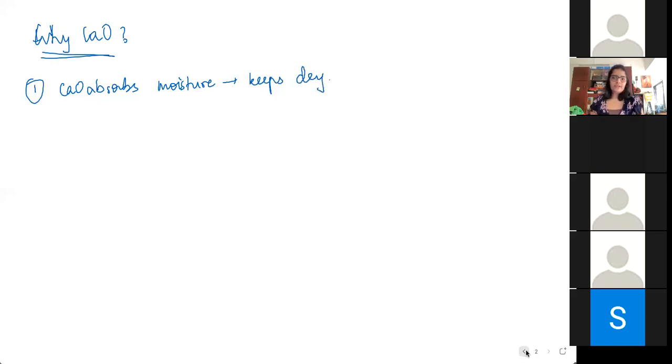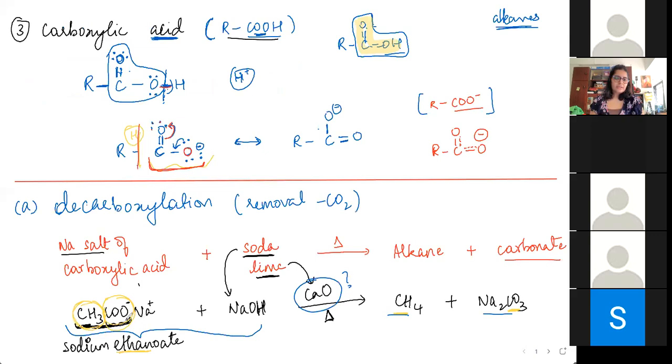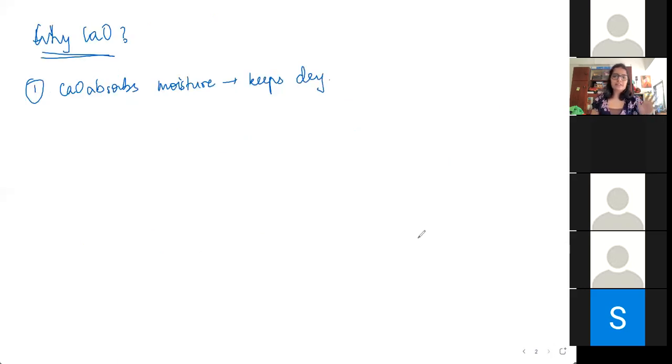Because if you end up having water, this is going to ionize, this also is going to ionize, and you won't have this reaction taking place. That creates a completely normal basic solution only. So one reason CaO is required is that it keeps things dry so that you don't end up getting a solution of this thing. Specifically, it keeps NaOH dry so that it doesn't end up ionizing as Na+ and OH-.